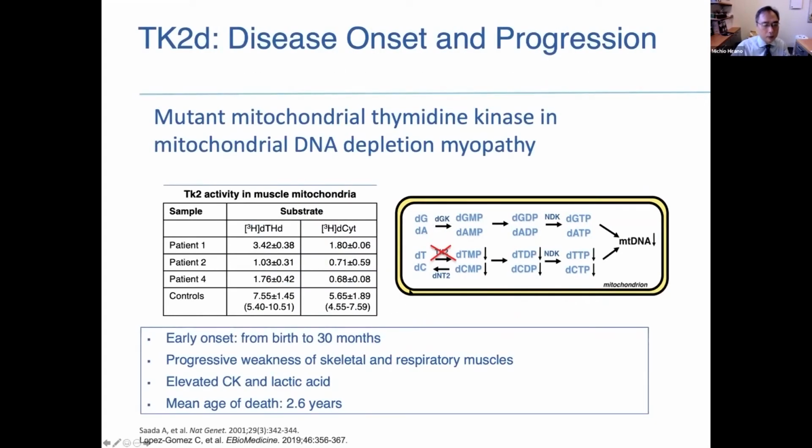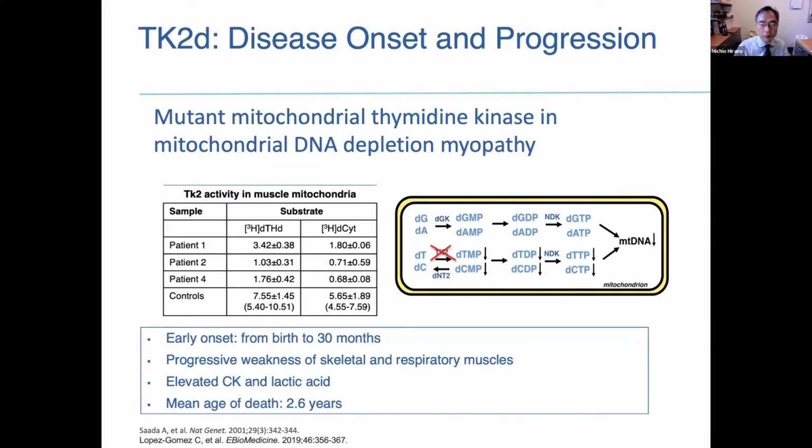So the introductory part about the disease: it was first described by Ansada in Israel in young children with early onset myopathy with early respiratory muscle involvement, and they had elevated CK due to the muscle damage and elevated lactate due to mitochondrial dysfunction. The disease progressed rapidly with a mean age of death at about 2.5 years. They identified the causative mutations in thymidine kinase 2 and proved that there was a deficiency of the TK2 activity that led to the mitochondrial DNA depletion.